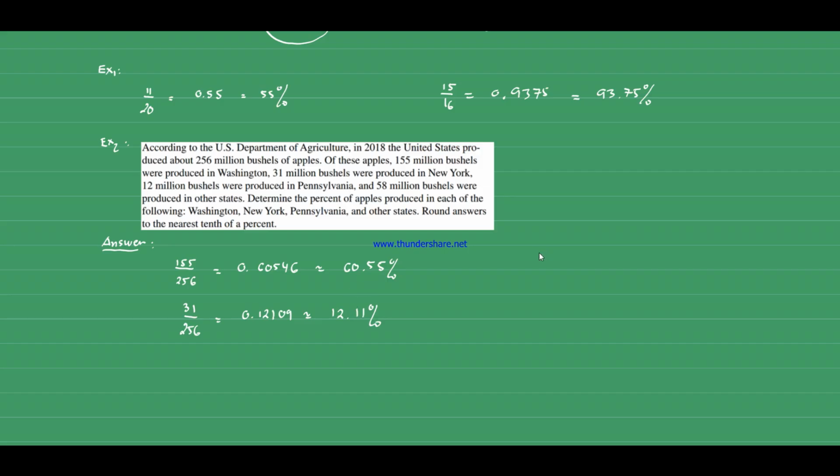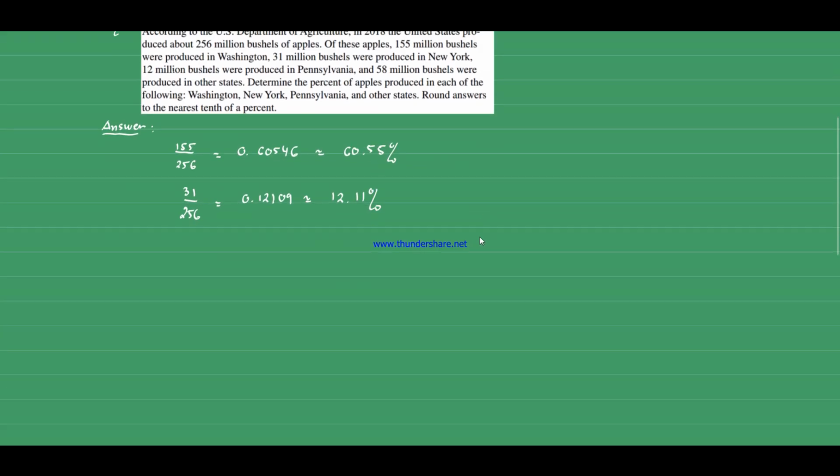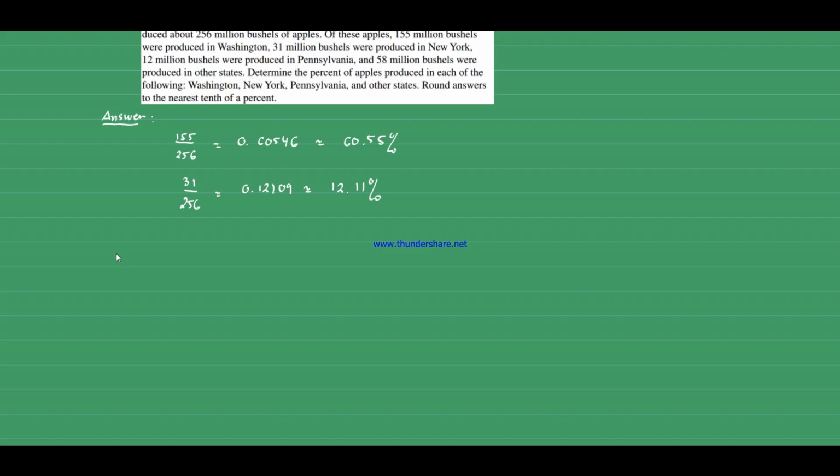Okay, and we continue with the rest of them. You can go ahead and do 58 for the other states and 12 for Pennsylvania. You do the same thing and get the same kind of decimal number, and you move the decimal place two places to the right, then you get a percentage. That's how you can calculate the percentage problem. But other than that, we have something else.